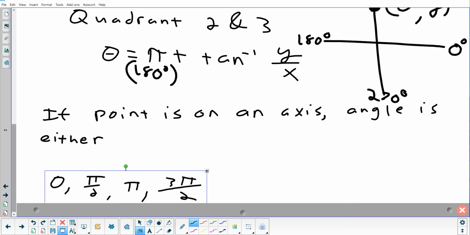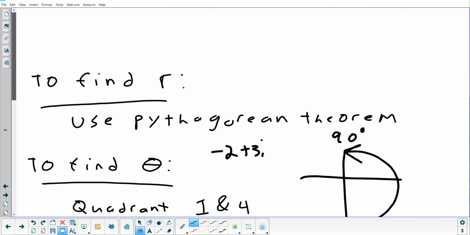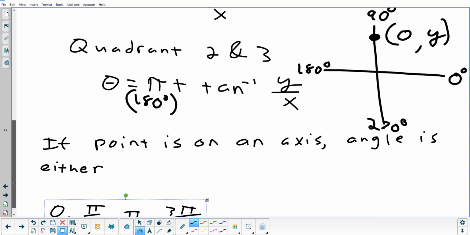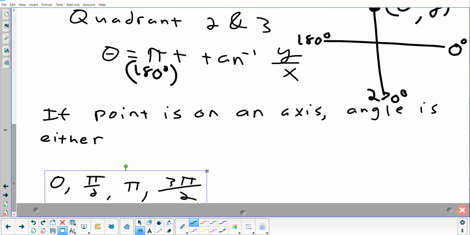All right, so I've shown you how to find the angle. I've shown you how to find r. I've given you everything you need now to write a complex number in trig form.